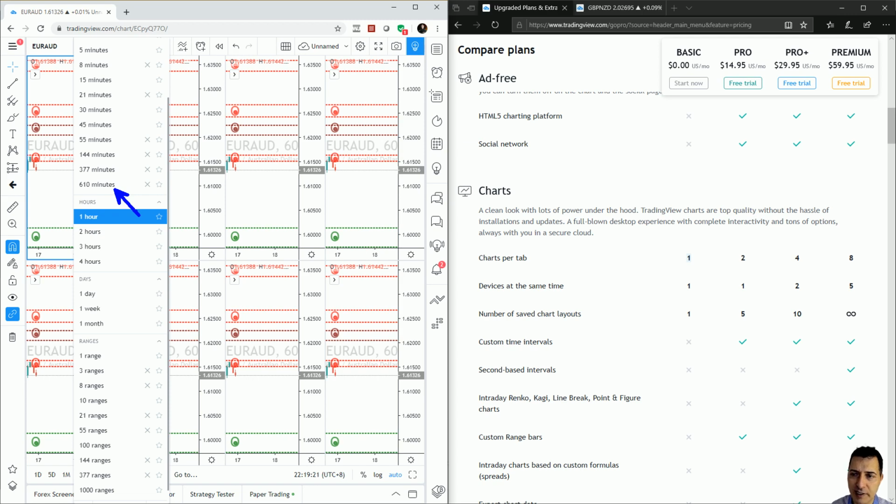So this is how you do it. And now if you don't want to use it, you just come in here, click on the X, and then it goes away. And this is how you customize your list of timeframes with TradingView.